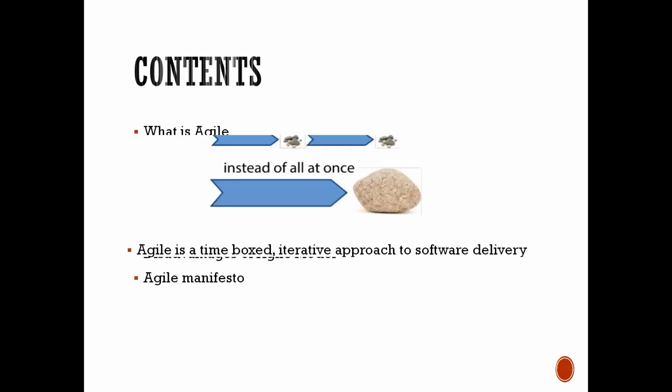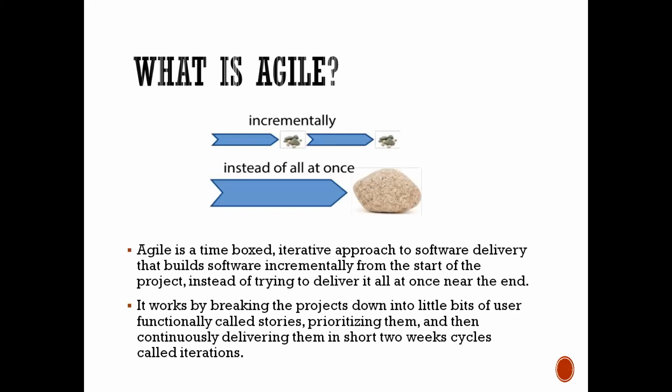So I'll start with what is Agile. Agile is nothing but a time-boxed, iterative approach to software delivery that builds software incrementally from the start of the project instead of trying to deliver it all at once near the end. Here you can see in the picture also, instead of making the whole rock at once, you collect small pebbles and make it large, incrementally. The picture says it very clearly.